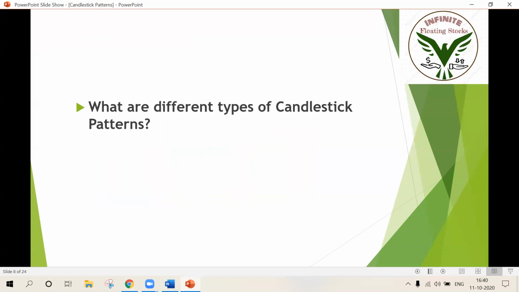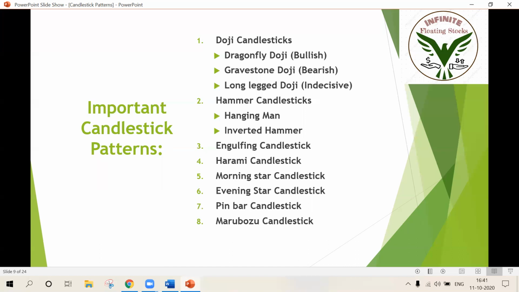Now, what are the different types of candlestick patterns? It's very important for everyone to know them. There are a lot of candlestick patterns, but among them, only these 8 are very important. We have shortlisted the most important candlestick patterns, and we're going to explain what is really necessary. We don't explain unnecessary stuff.